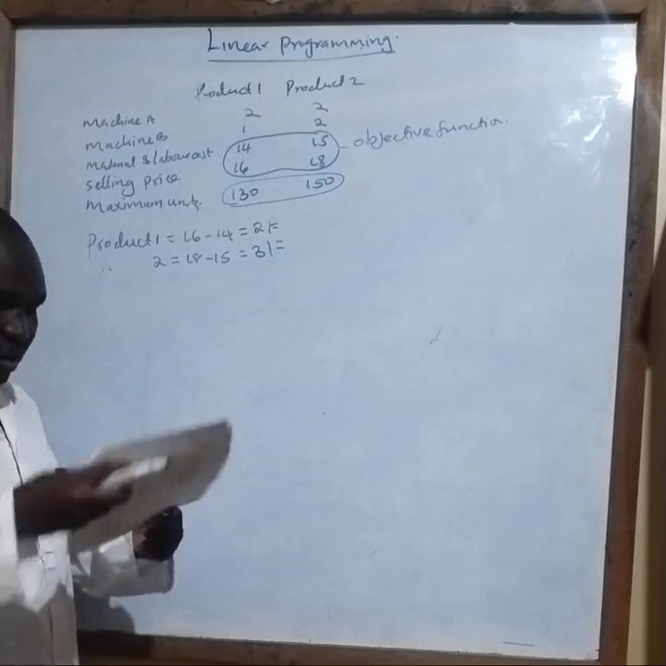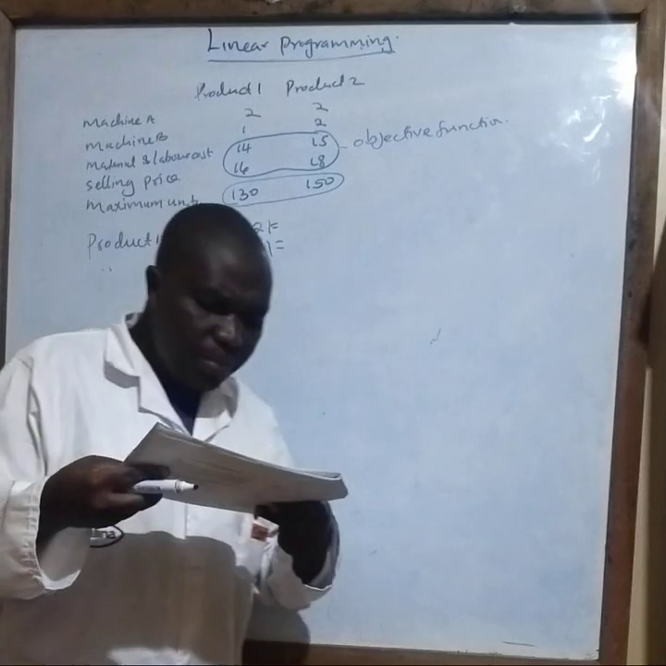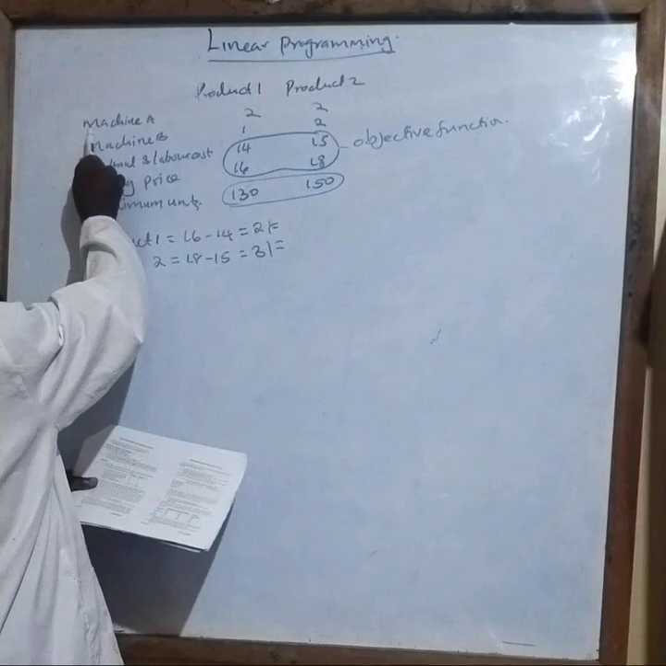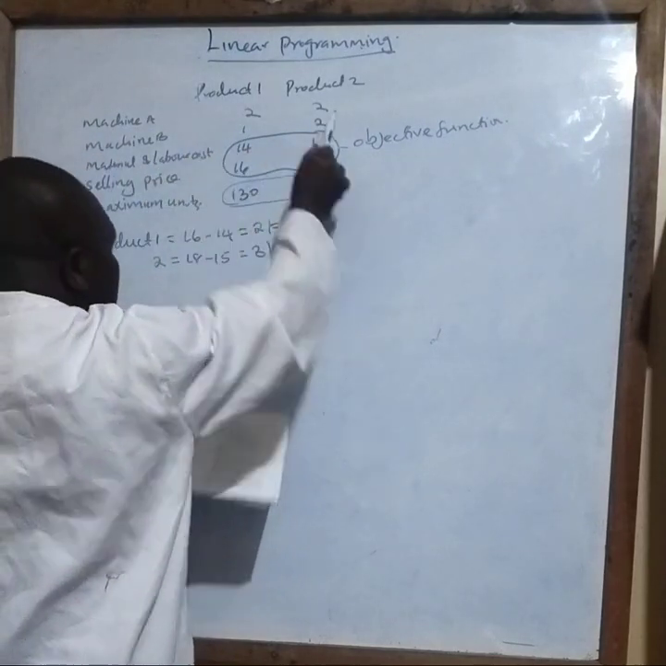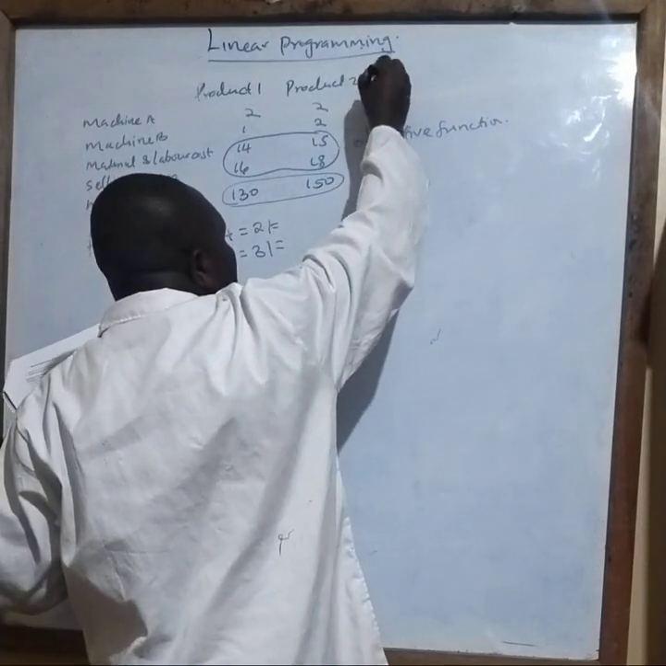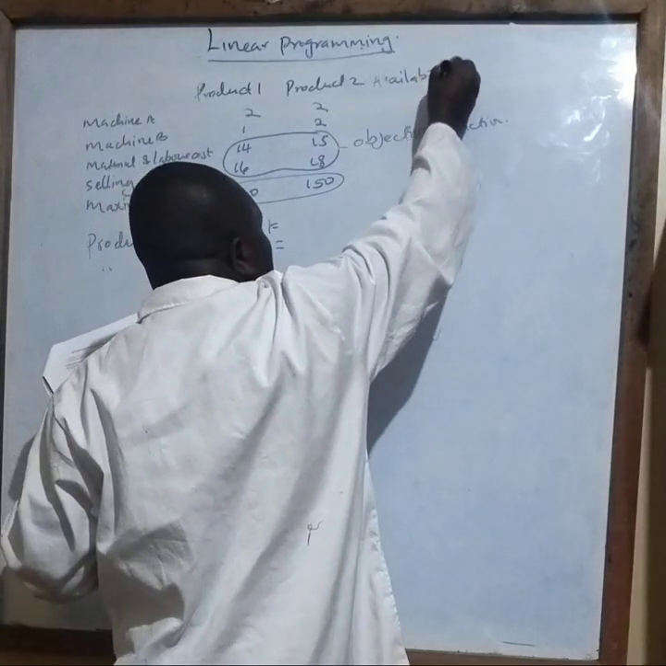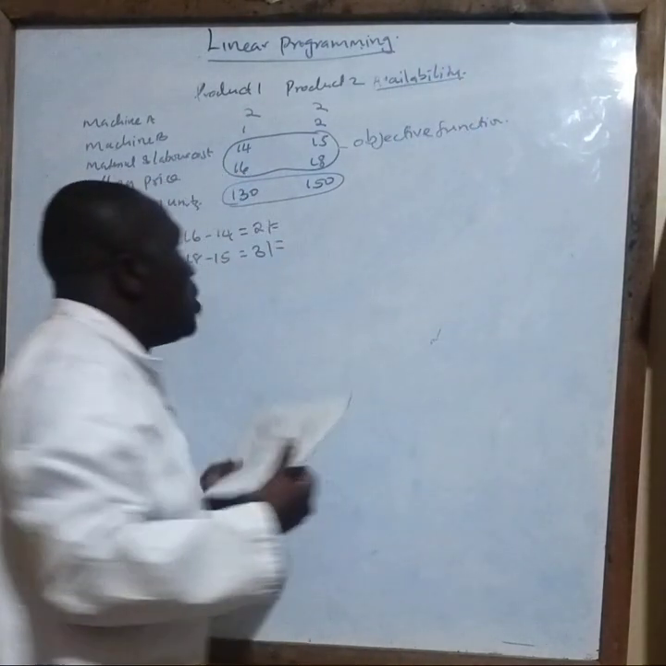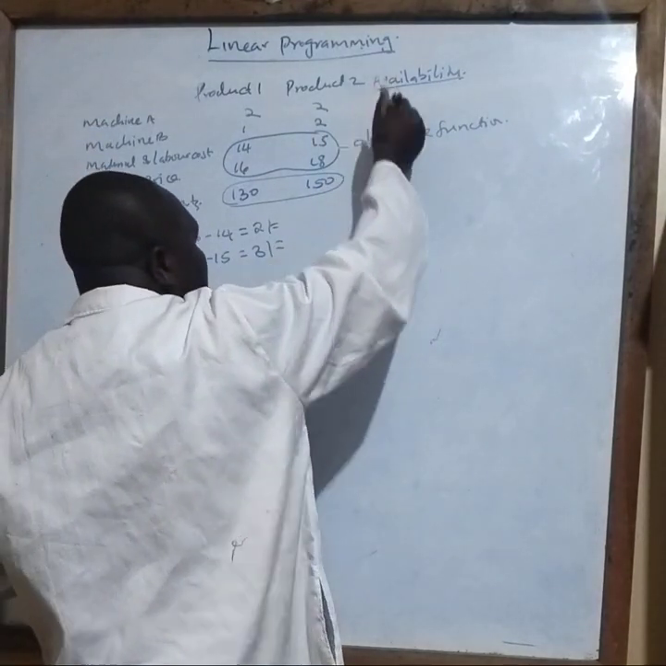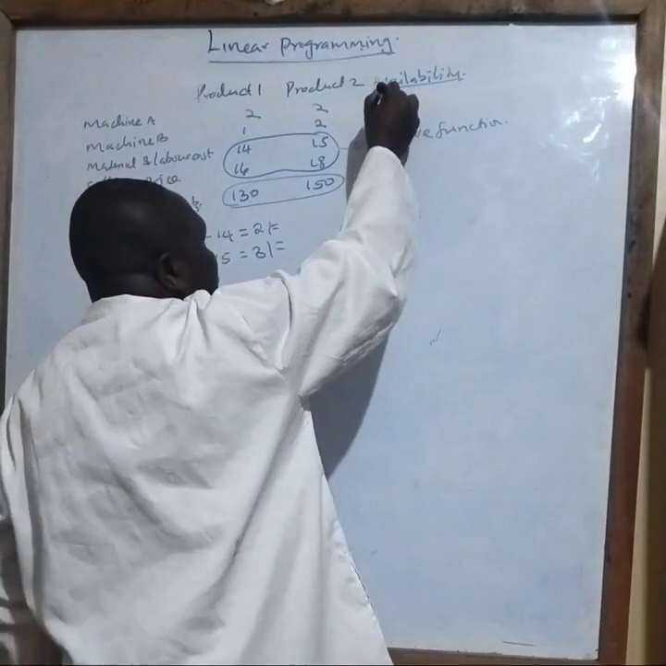Now, the question continues by saying, the amount of time available on machine A is 360. Therefore, you say here, availability, that the total amount of time for machine A is 360.